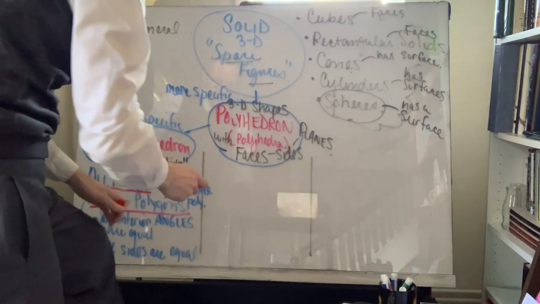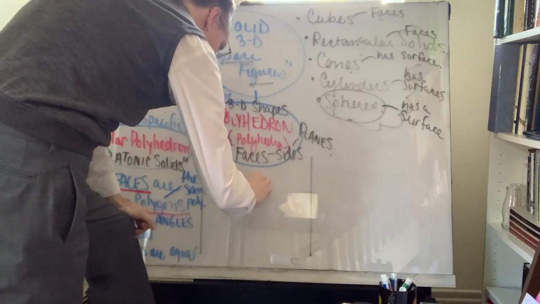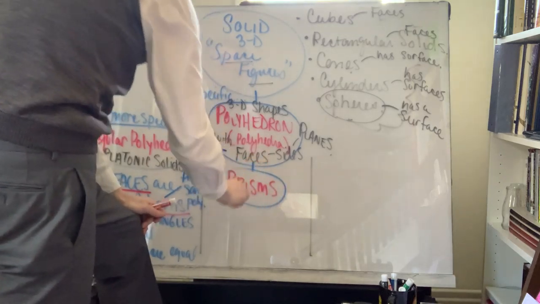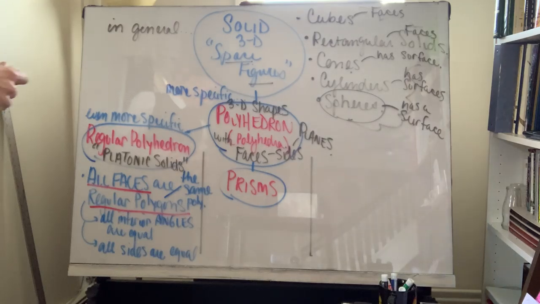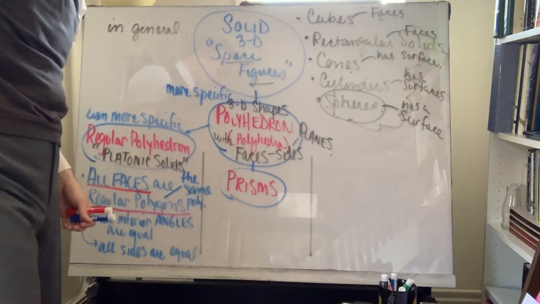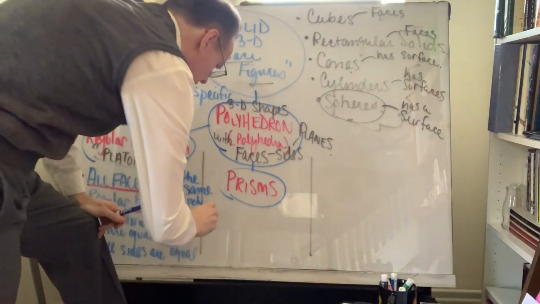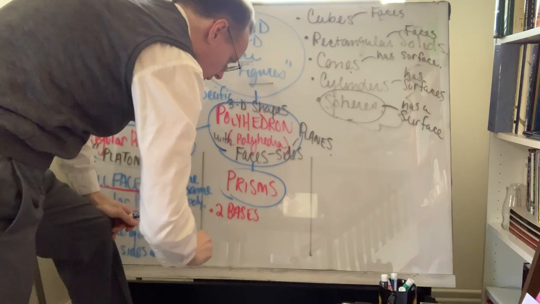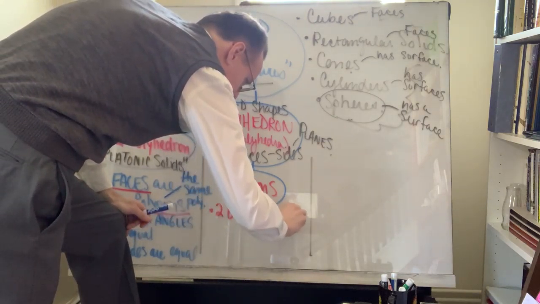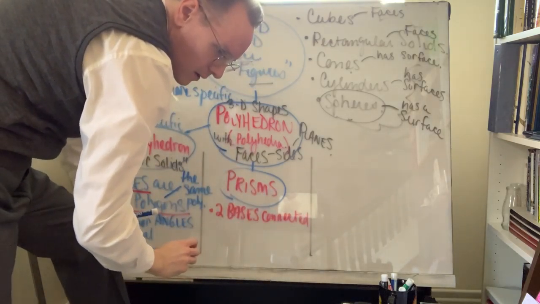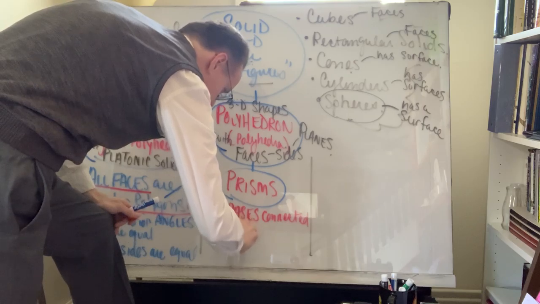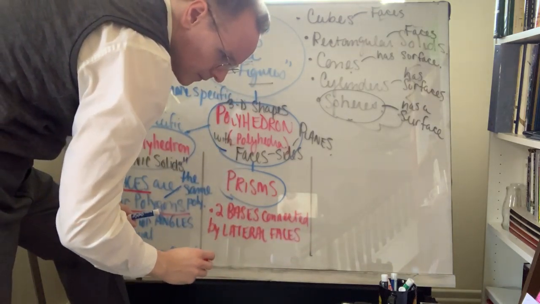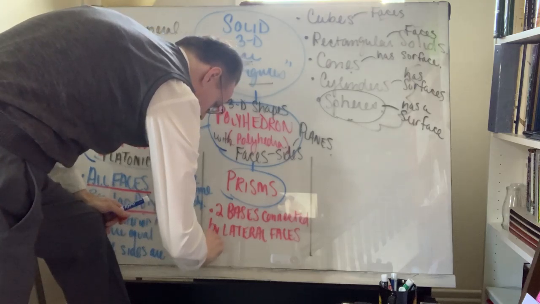There are prisms. Prisms is a second category, if you will, of polyhedron. And it's probably better to just describe it according to how it looks. There are, in the case of a prism, two bases connected by what they call lateral faces. That is faces side by side, right, that are parallelograms.